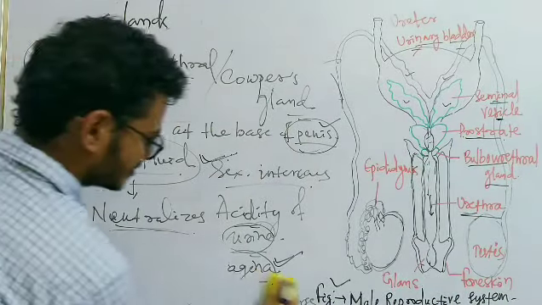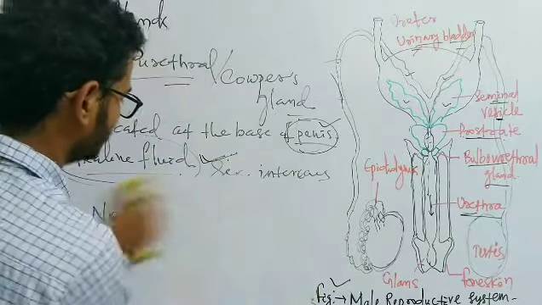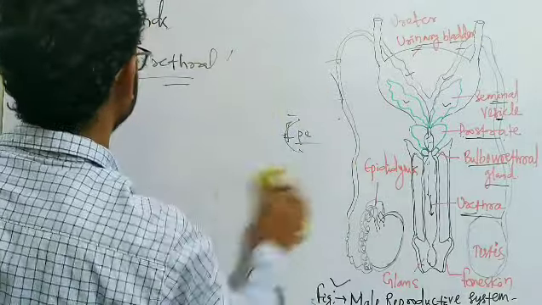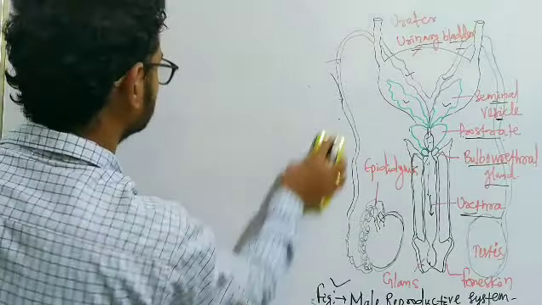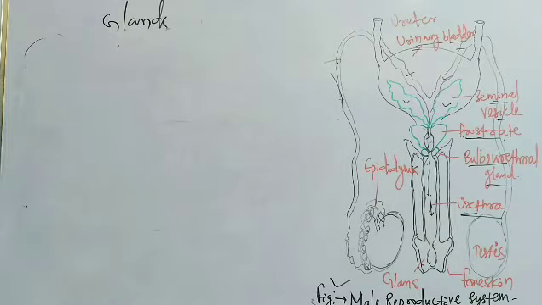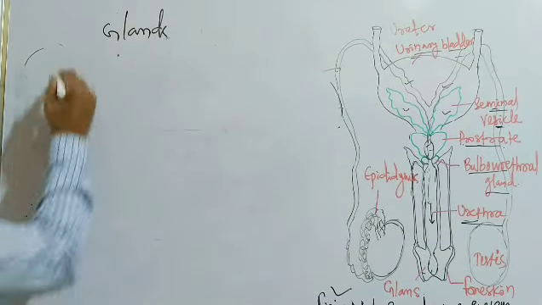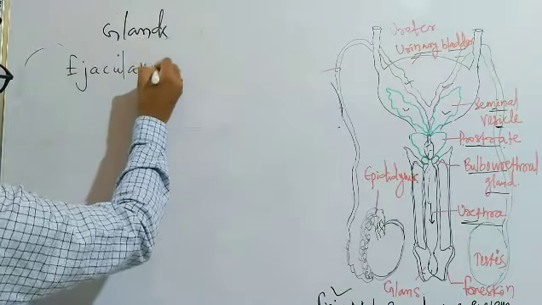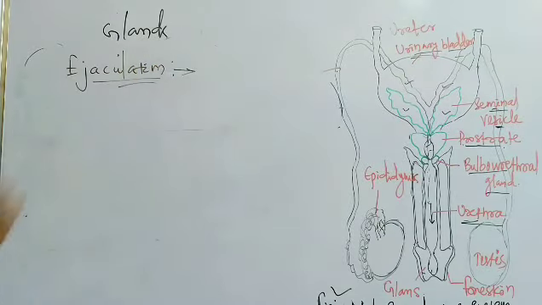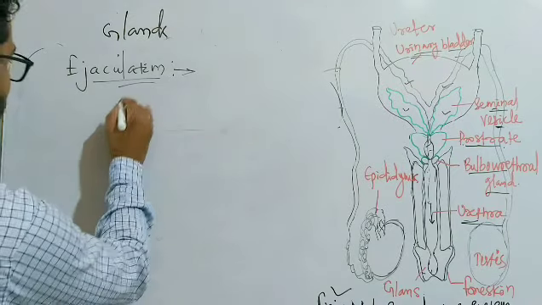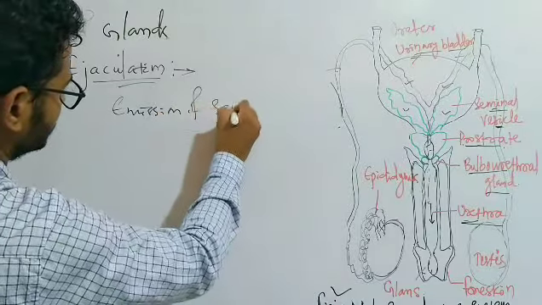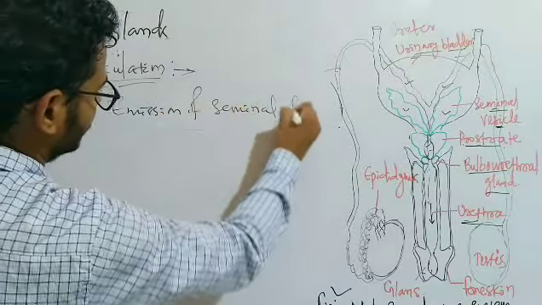So now we will discuss the supporting organs. What are the supporting organs of the male reproductive system, and what is ejaculation? So let's discuss ejaculation. What do we mean by ejaculation? Ejaculation is the emission of seminal fluid.